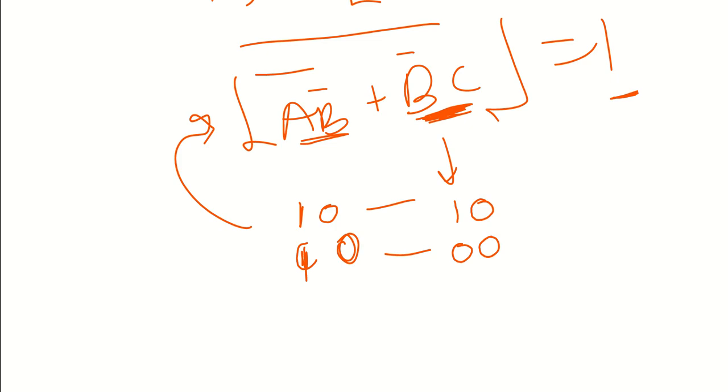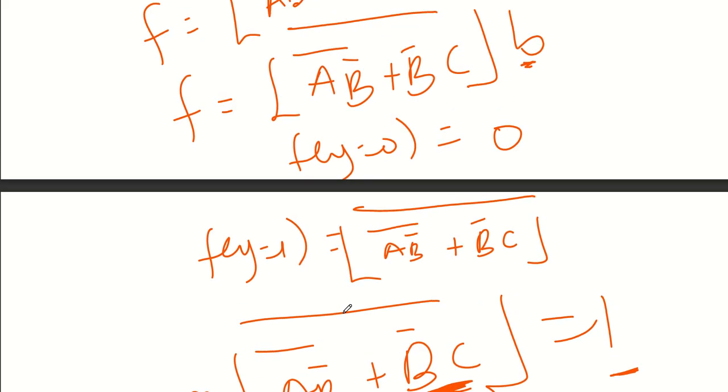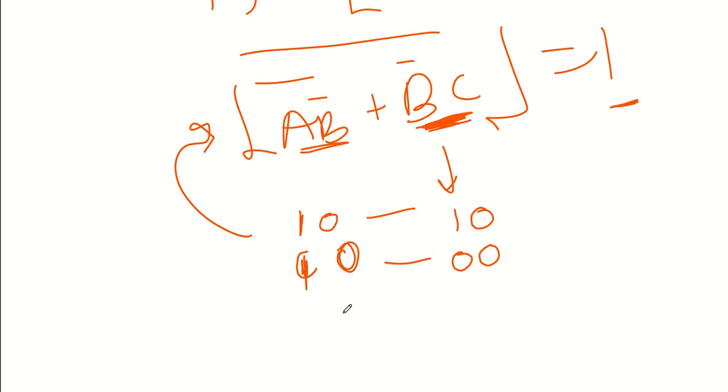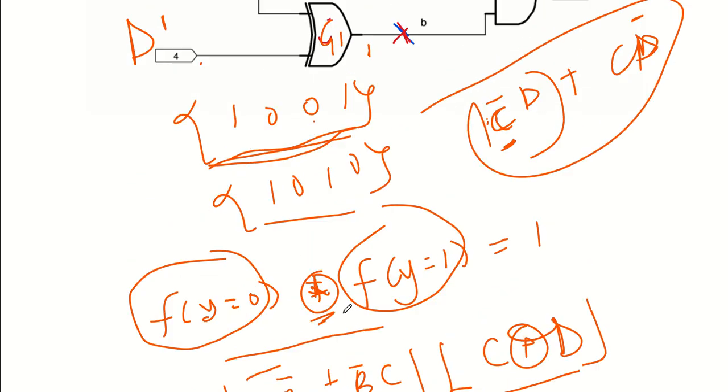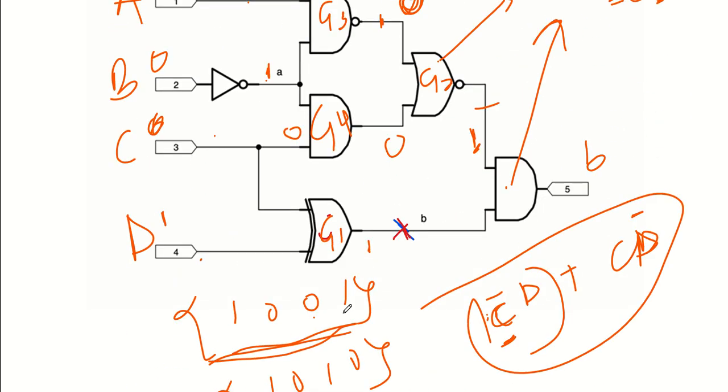You could have used the original method, or you could have used the Boolean difference. So at the end of the day, you realize that this test vector also tests for B stuck at 0. So you realize that two test vectors test for two different faults in the circuit. Okay, and that's I think the solution. So any of the two test vectors will test for any of those two faults. Thank you.